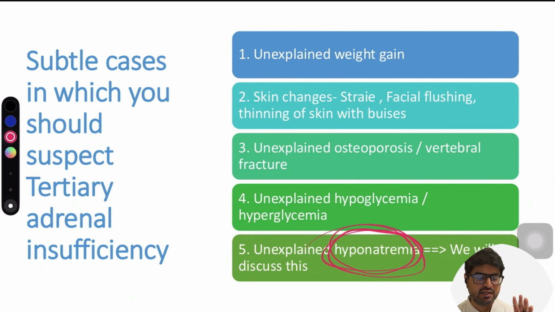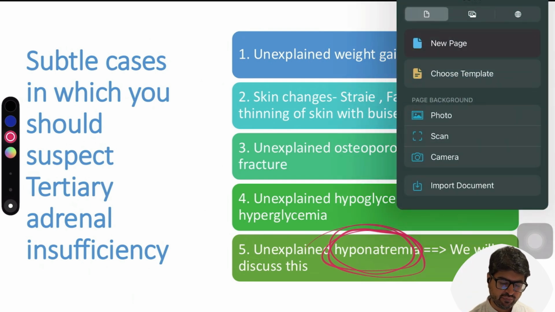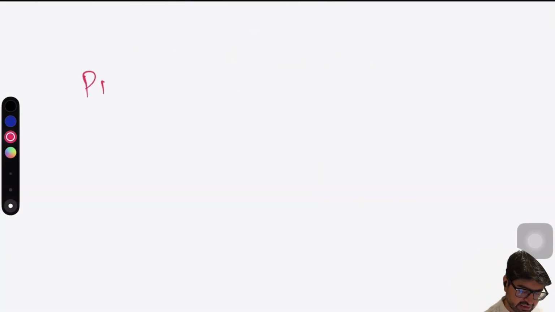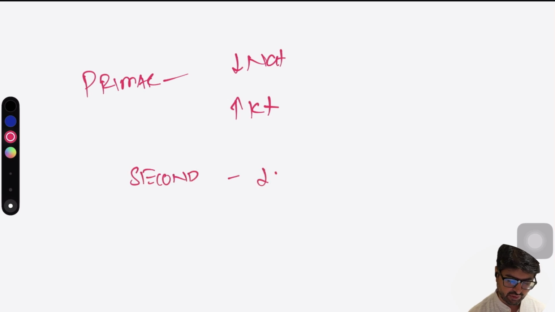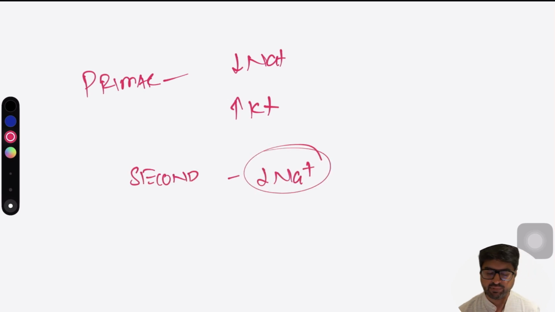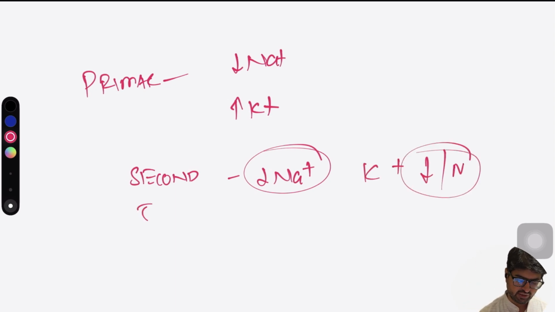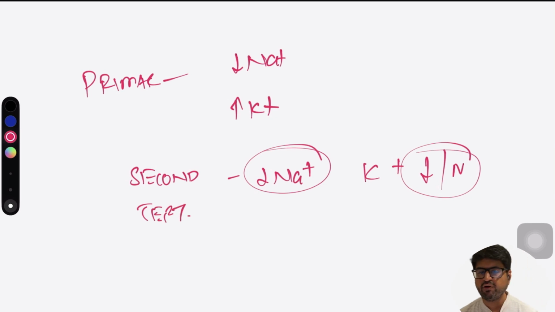Please remember this. Again, very important point I'll tell you here, that when you have primary adrenal insufficiency, you tend to have hyponatremia with hyperkalemia, and when you have secondary or tertiary adrenal insufficiency, you just have hyponatremia without hyperkalemia, right? So you have normal potassium. In fact, potassium may be low or normal, right, in secondary or tertiary adrenal insufficiency, right? So this is a very important point that you should all be well aware about.